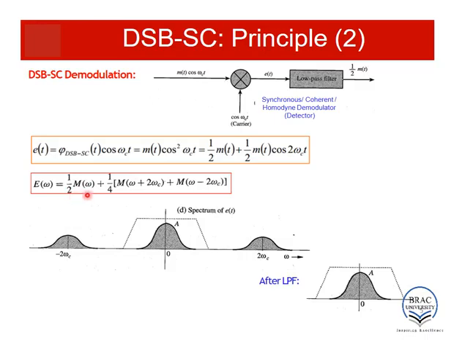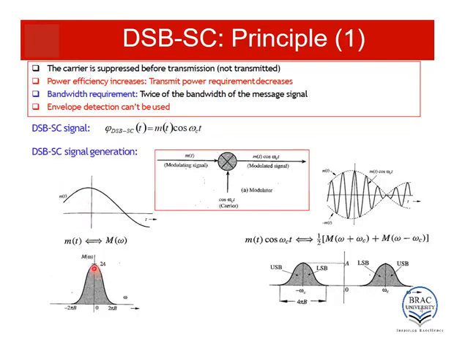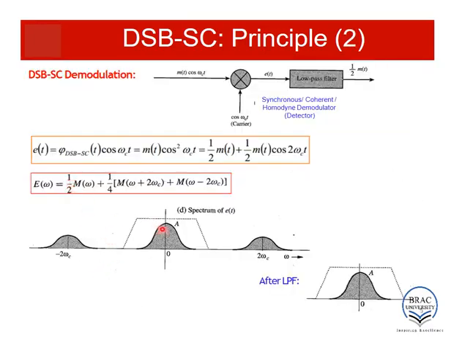Now let's take a look at the amplitude of each of these spectrums. First of all, this is half M(ω). So obviously the amplitude of this part will be half of the original amplitude. As the original amplitude was 2a, the amplitude of this portion will be just a.